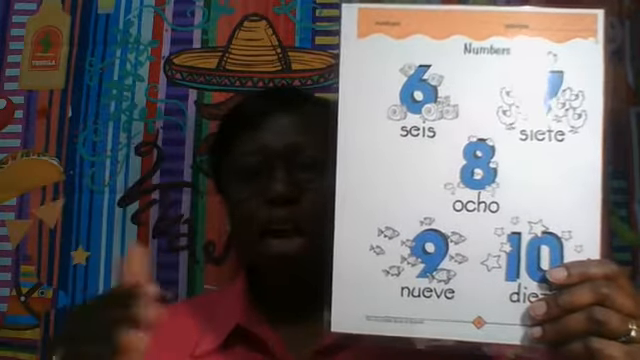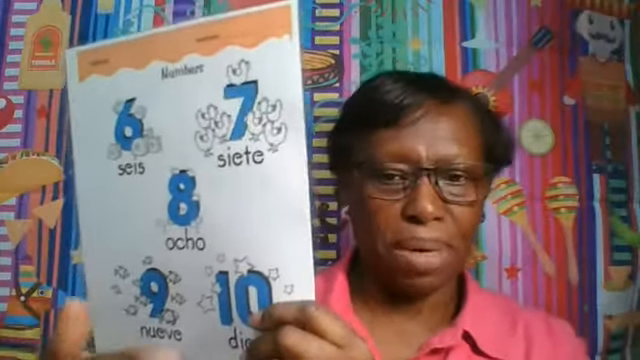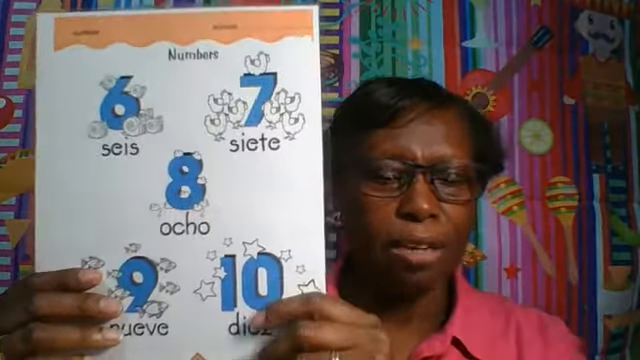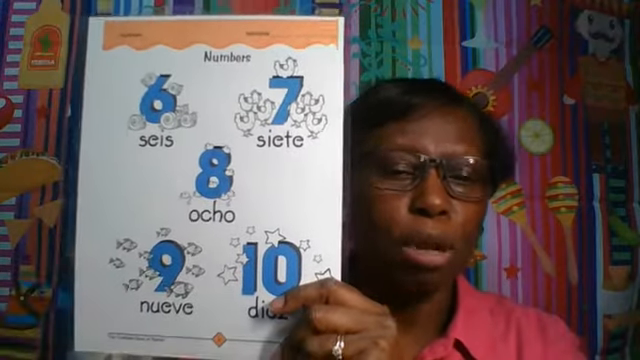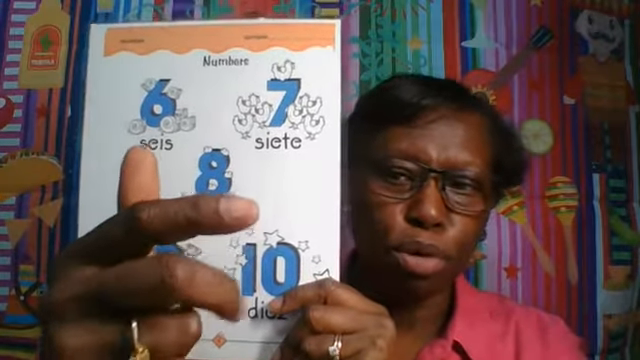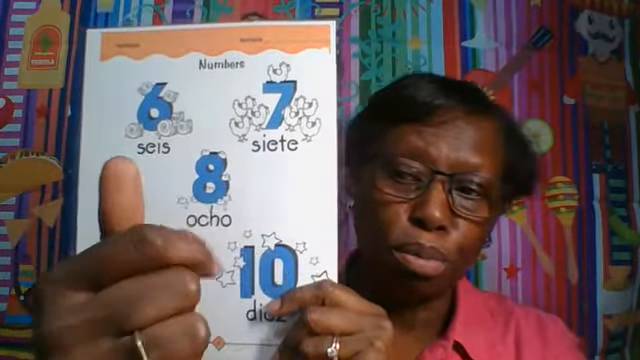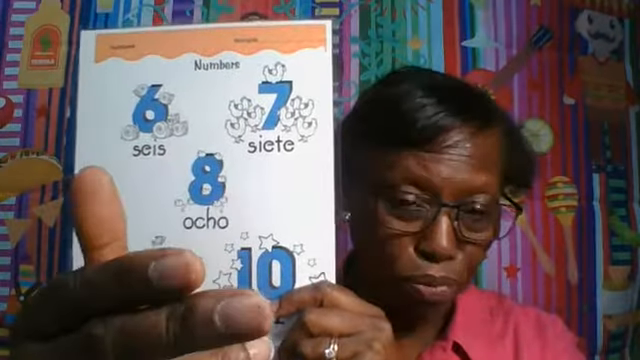Clase, nueve peces. Try that again. Nueve peces. All right, let's go. Nueve peces. Bloop, bloop, bloop, bloop, bloop, bloop, bloop, bloop, bloop, and bloop. Very good. And the last one, I have to put the card down.